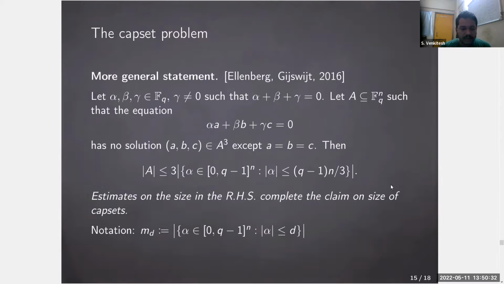All right. So let me just fix another notation since this is a weird quantity. Let me say m sub d denotes the set of all vectors with degree at most d. So the claim here is that every capset has size at most 3 times m sub q minus 1 n by 3.